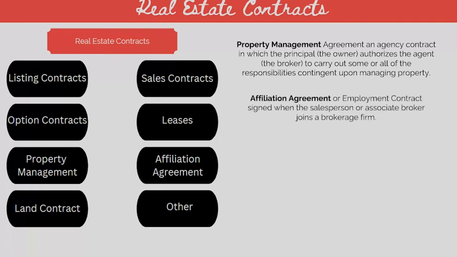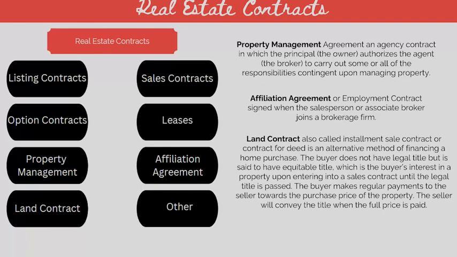Affiliation agreement or employment contract is signed when the salesperson or associate broker joins a brokerage firm. Land contract, also called installment sale contract or a contract for deed, is an alternative method of financing a home purchase. The buyer does not have legal title but is said to have equitable title, which is the buyer's interest in a property upon entering into a sales contract until the legal title is passed.